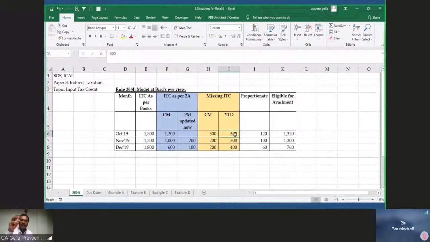Now, what I did, I brought in a heading called YTD, year to date, just to track how much is the missing credit as on October 2019. For the month of October, it is just 300 I have put in.